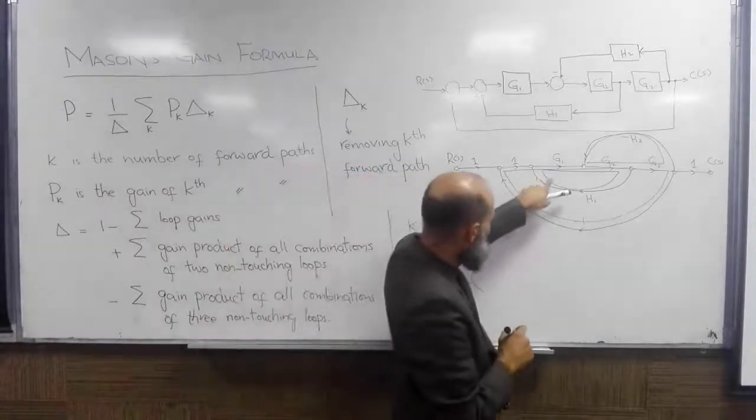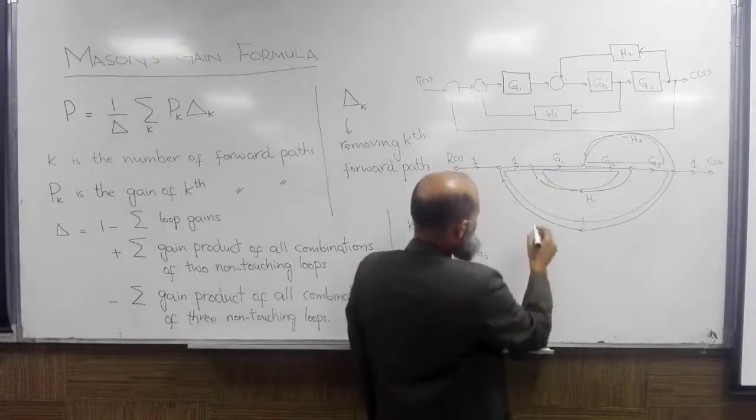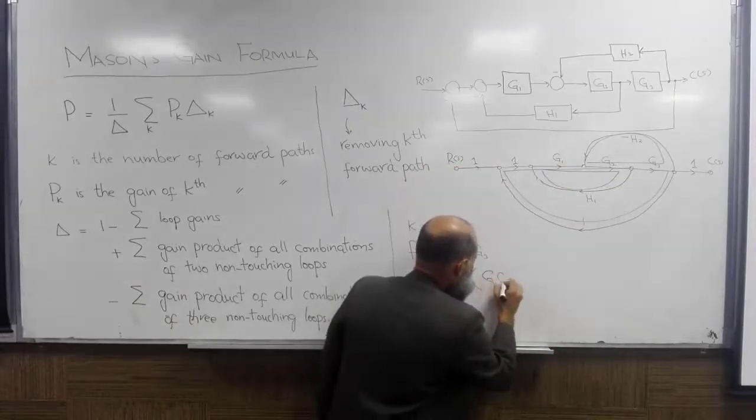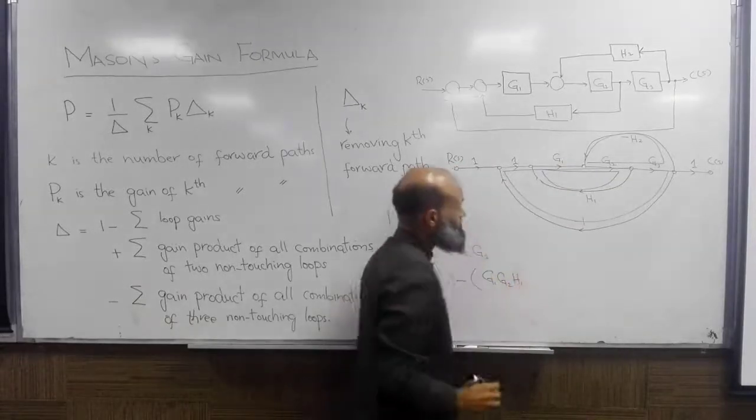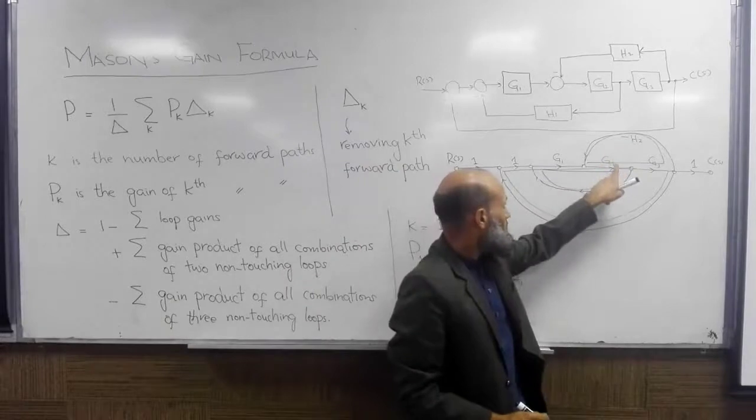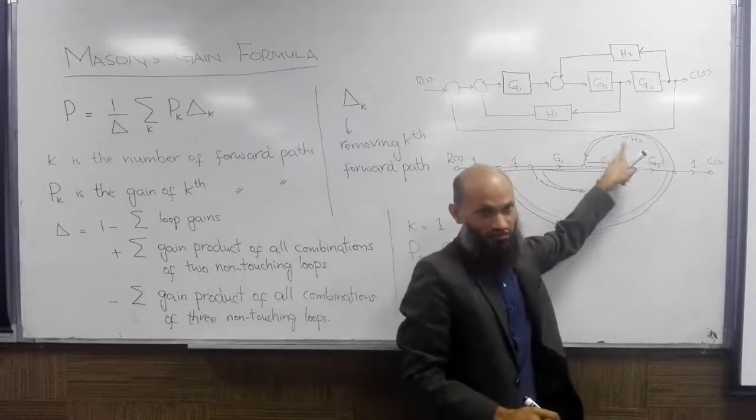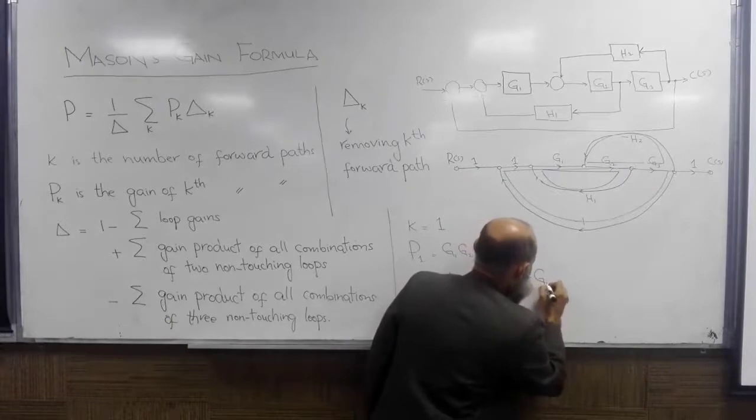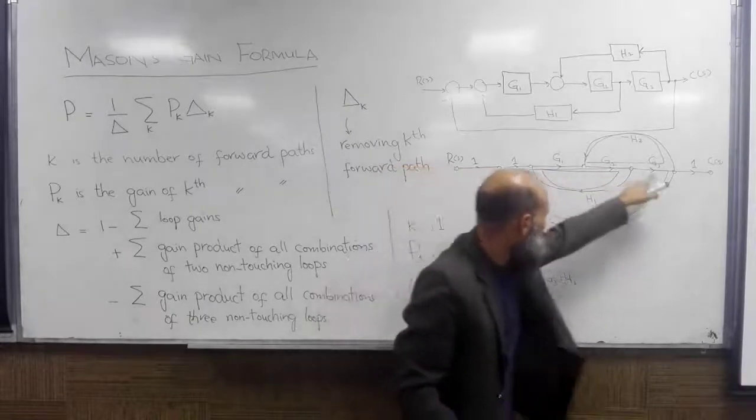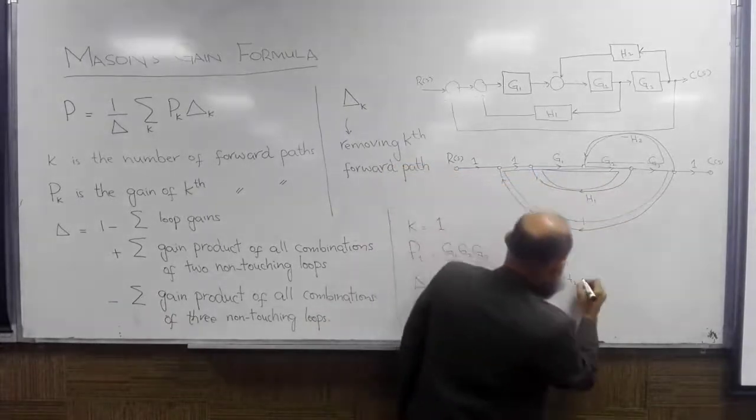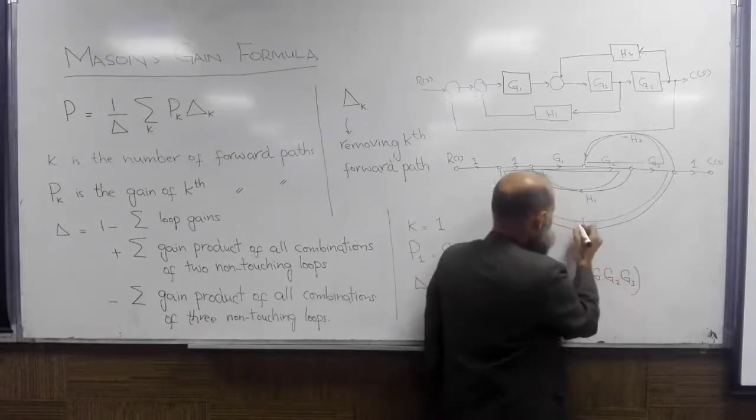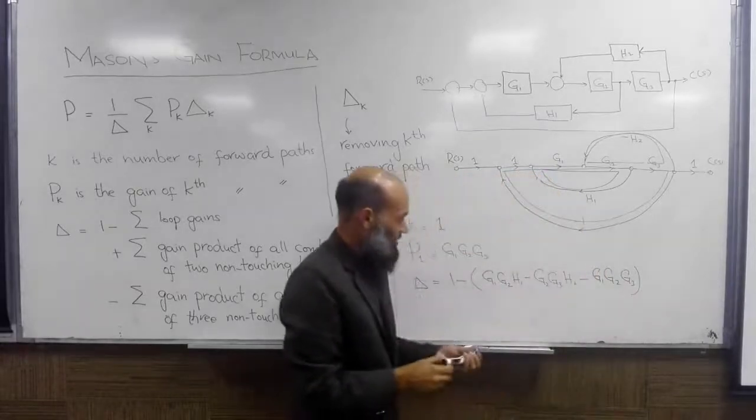For example, the loop gain of this loop is G1, G2 into H1. What is the gain of this loop? G2, G3, H2 with negative sign. So minus G2, G3, H2. What is the gain of this third loop? G1, G2, G3 multiplied by -1. So that is the gain of the third loop.